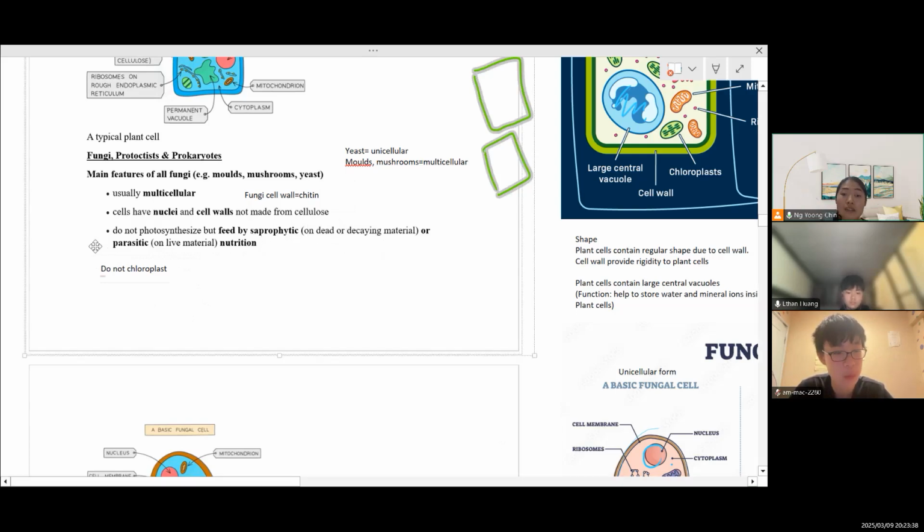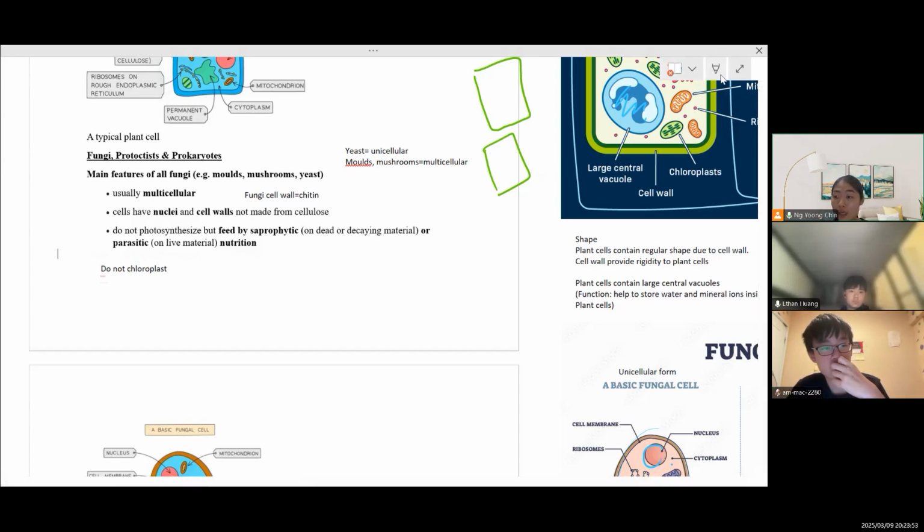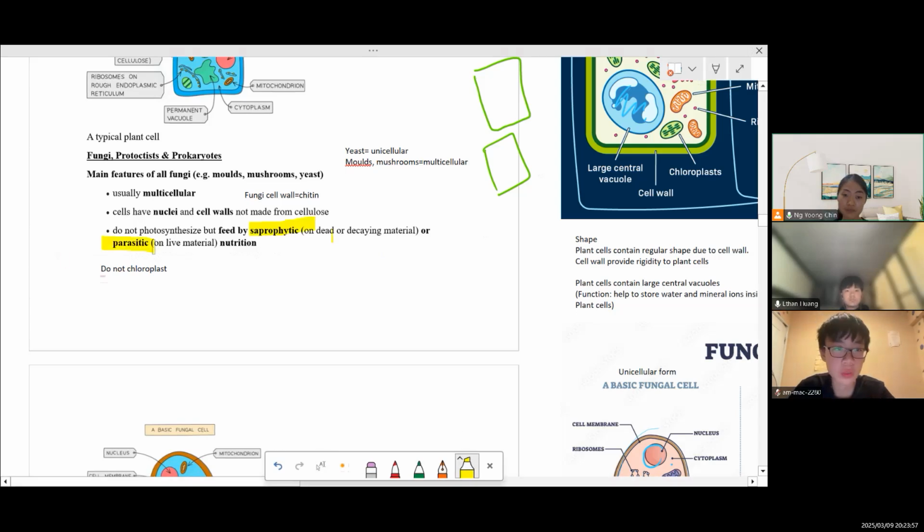So, and also parasitic. Parasitic means that they are able to live on live animals, eating their flesh, and that becomes their nutrients. Okay, so you have two terms, saprophytic and parasitic. Okay, so you still remember, right?